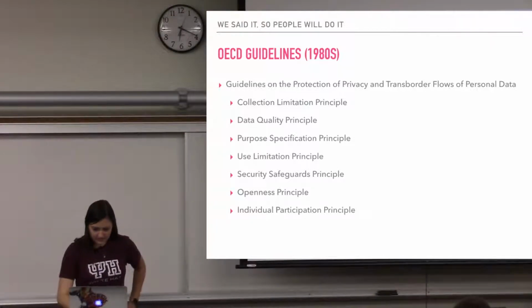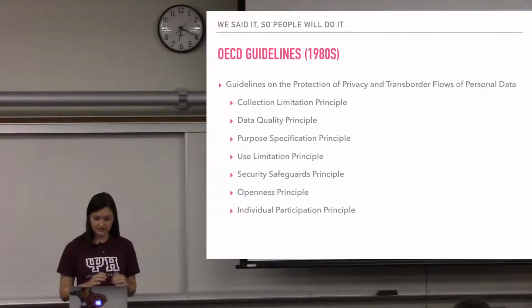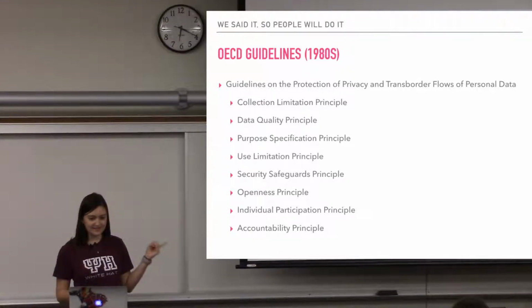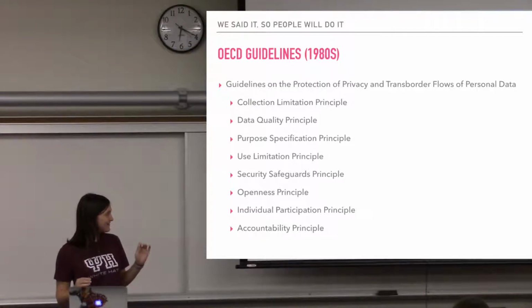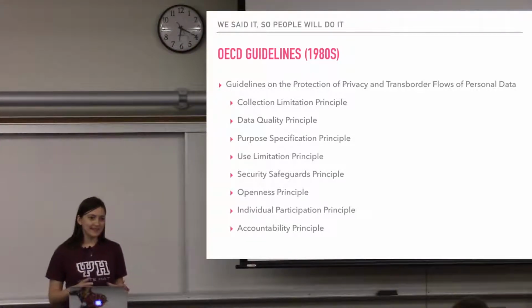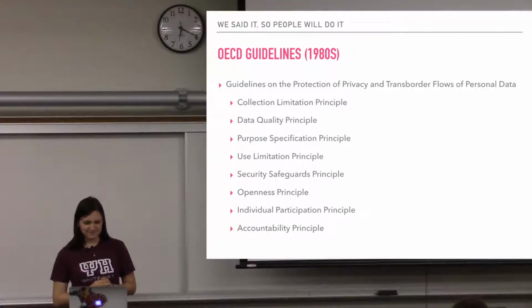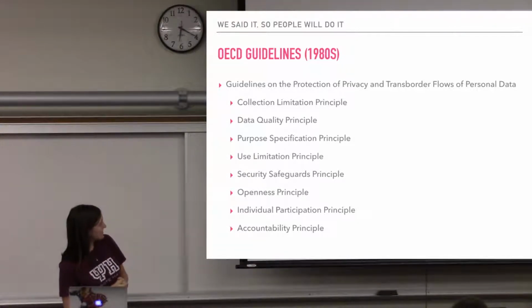And the individual participation principle, which basically says you should have a right to know how your data is being used, and it's about the individual. And the accountability principle, which means that basically people should actually be accountable. This, I think, is the number one thing that they messed up in these guidelines, because they're exactly that, they're guidelines. The idea was that people would take these guidelines and then make national laws that would make them happen. But in practice, it was a really good idea.